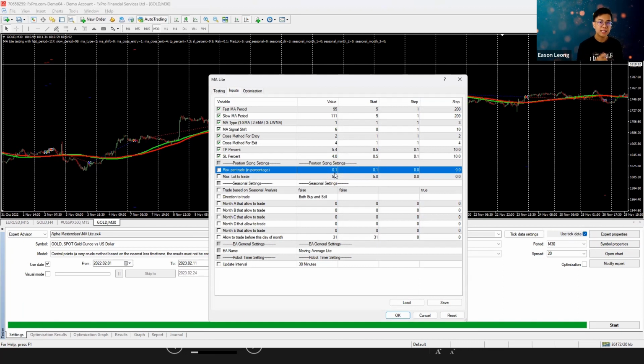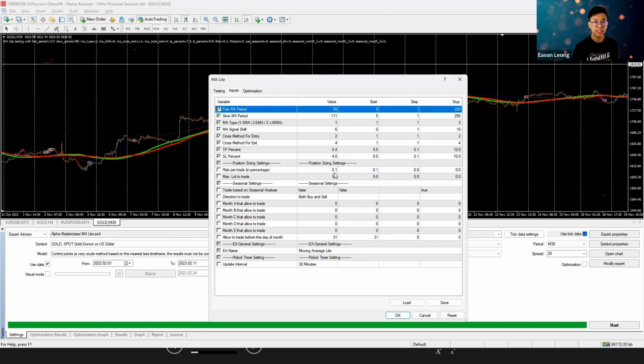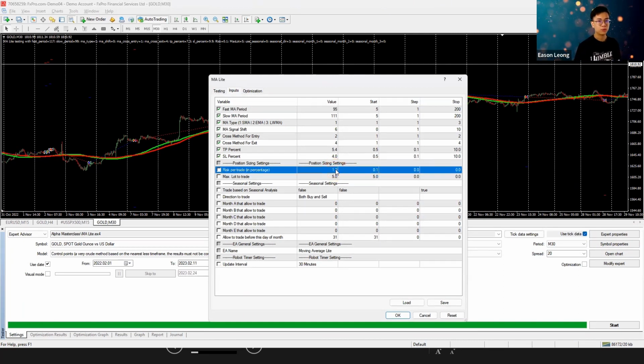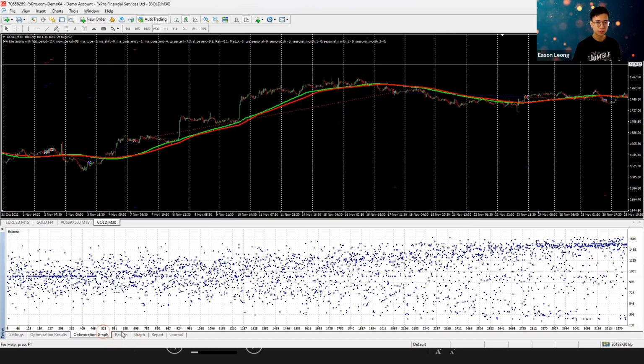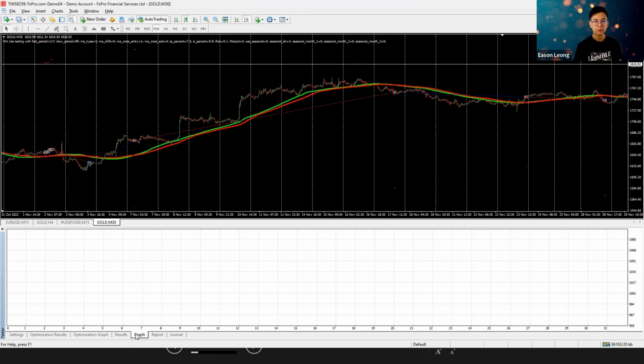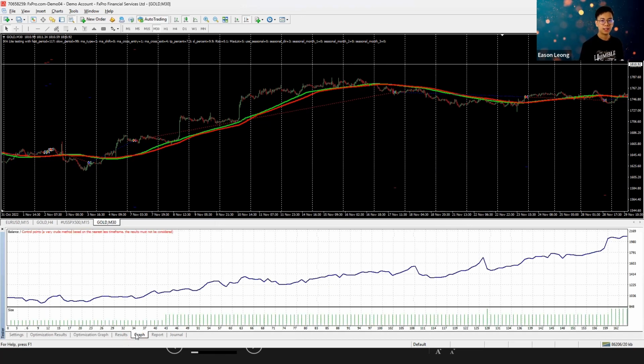Right now you can slightly increase the risk, which is reasonable. Maybe I change to 1%, then I click start. 1% risk per trade, and I do not need to open all the time, because it is just one trade at a time, and this will be my result.